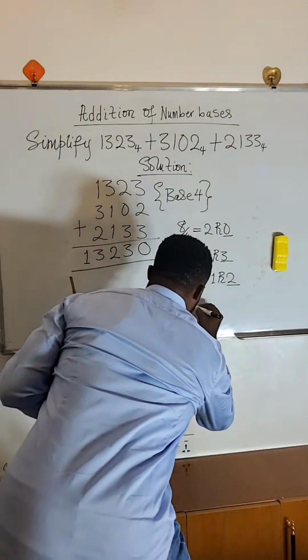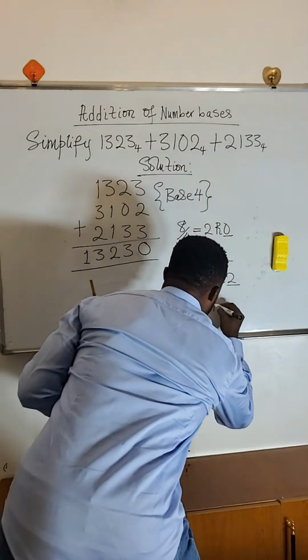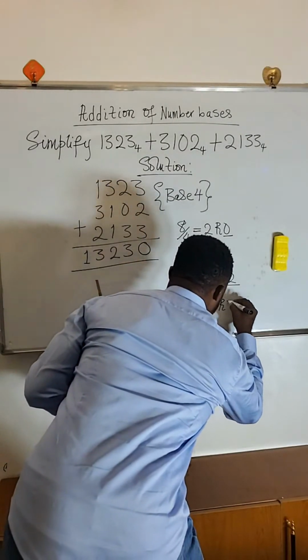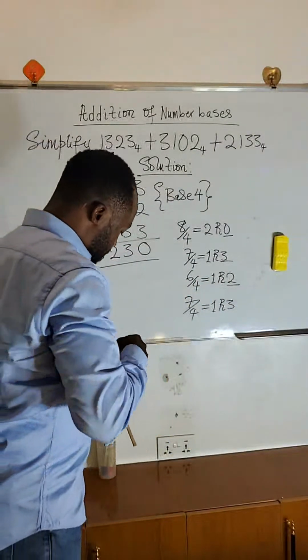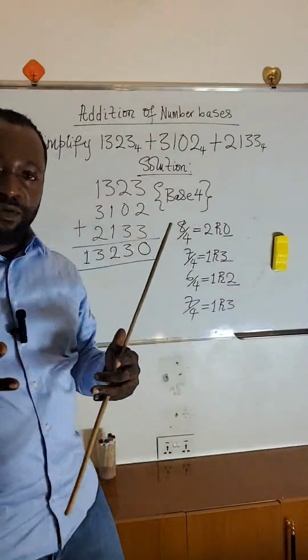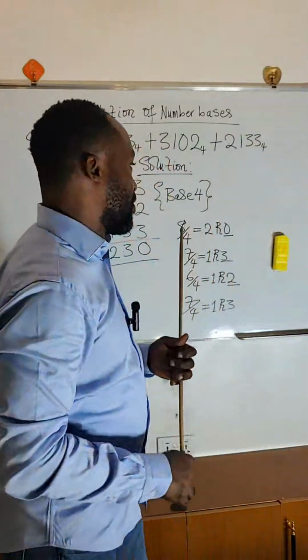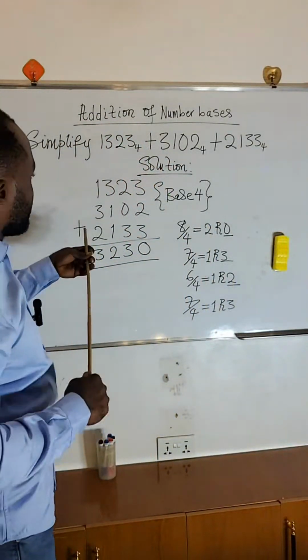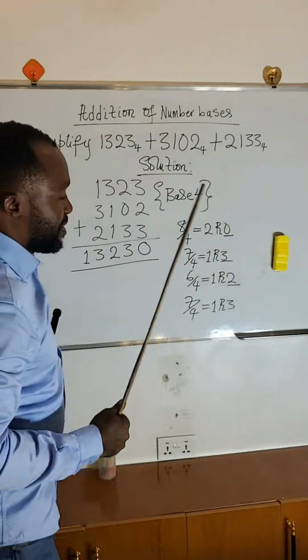So let me do the last one. 7 divided by 4 is equal to what? 1. Remainder 3. Okay. If you want a recap of all that we have done, I can go over that. All right. Let's start all over again.